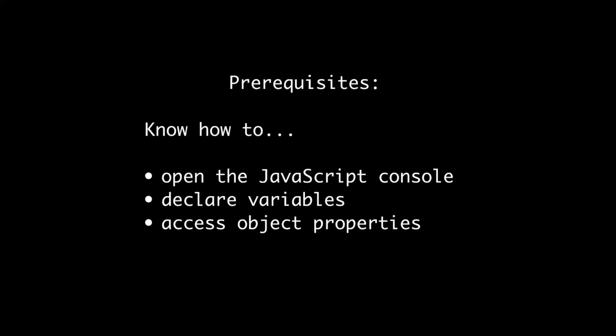Specifically, we're going to be testing in the JavaScript console, so you should know how to open it in your browser. We're also going to be declaring some variables, and we'll be accessing some object properties. And all of these are topics from previous videos, but if you need a refresher, check the links in the description. But I'll also be explaining things as we go along, so that it should be pretty easy to follow.